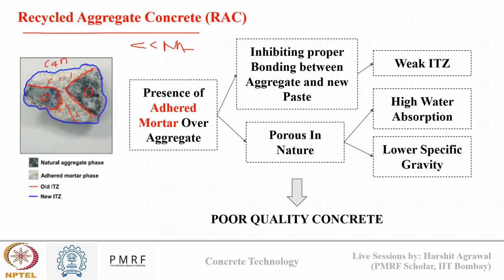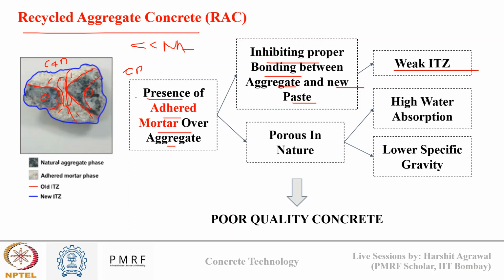So what happens due to the presence of this adhered mortar over the aggregate is that the bonding between the aggregate and the new paste is affected. When we are again using this aggregate for one more construction, the fresh cement paste won't bond properly with the aggregate because of the presence of this adhered mortar, so that will make a weak ITZ. The ITZ between the already existing mortar and new cement paste will be weaker compared to what it would have been between cement paste and aggregate.